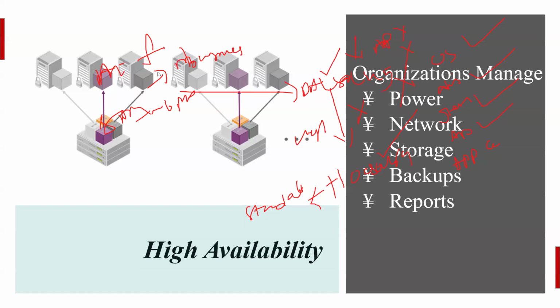If all these services go down, no one can do anything. If all the services go down, you can't do anything, I can't do anything, no one can. So you need to maintain high availability in terms of power, network, storage, backups, reports, and application. In SQL, log shipping, mirroring, clusters, and Always On fulfill this high availability.